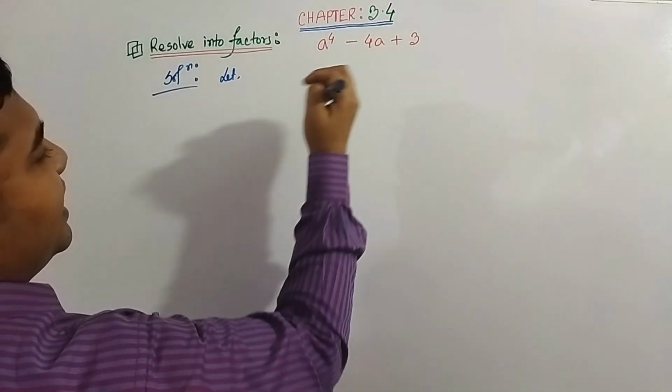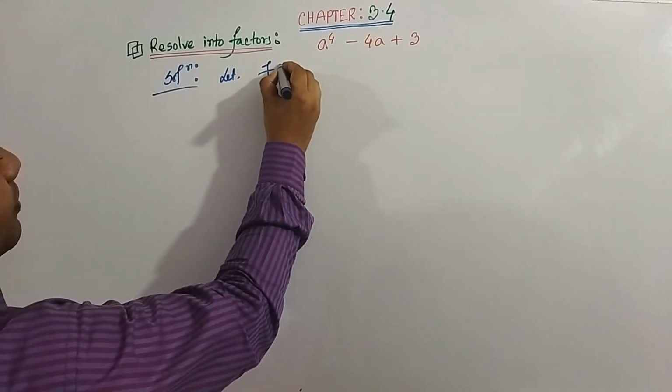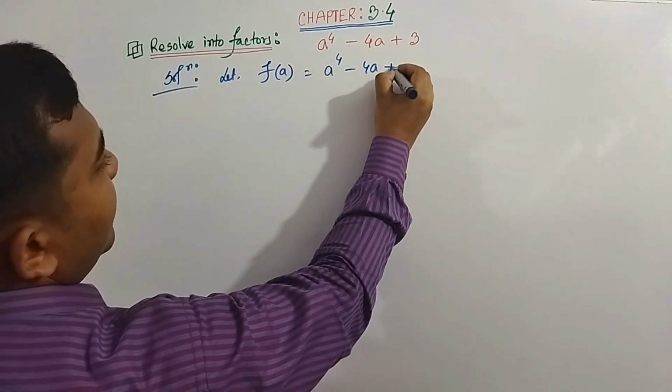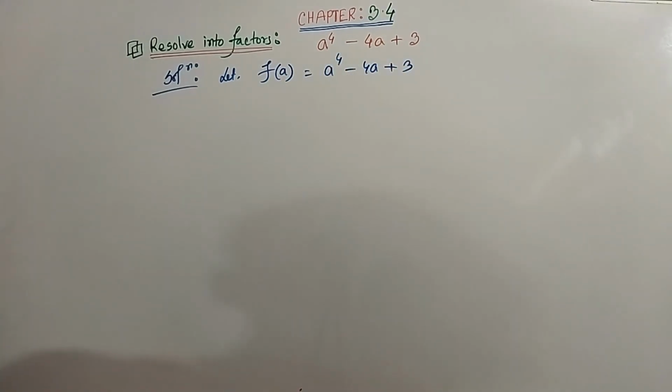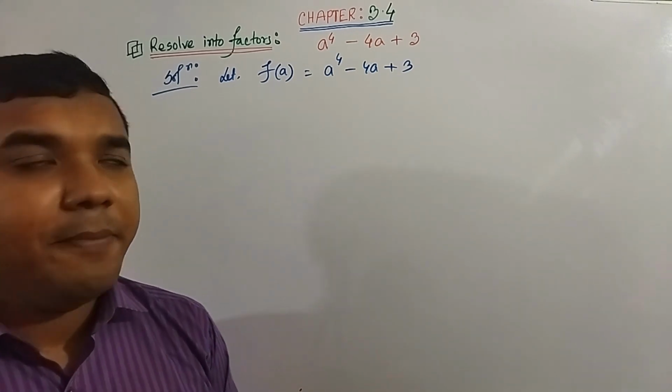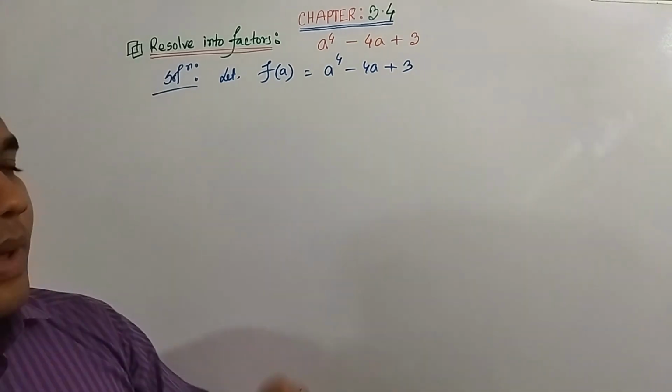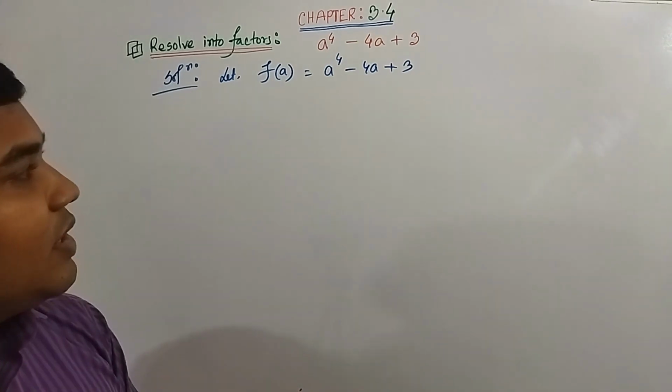Here a is the variable, so the function of a is a power 4 minus 4a plus 3. Now we have to think for which value of a this will be 0. For which value of a, f of a will be 0. So how can we go about that?